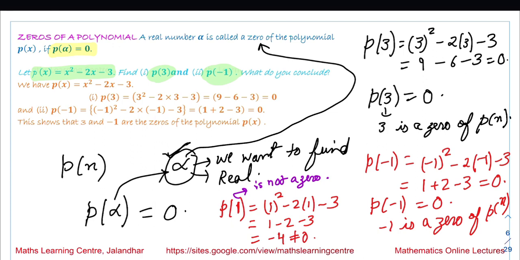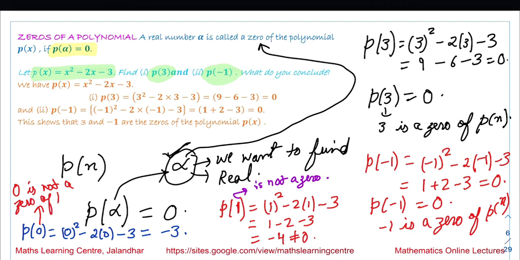Now suppose I calculate the value of P of 0. P of 0 means in place of x we are writing 0. So it is 0 squared minus 2 into 0 minus 3. The answer you will get is minus 3. So what we are saying is 0 is not a 0 of P(x).